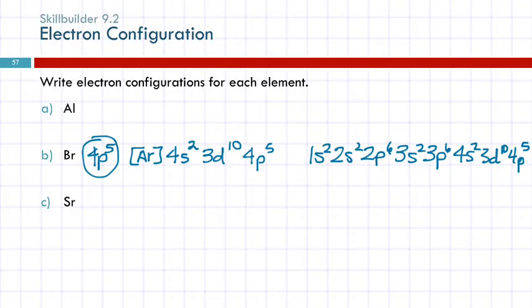Let's do strontium. What's the noble gas before strontium? Krypton. So there's krypton, and then after krypton, we're getting into the 5th level, right? So the first block we come to there is the s, and strontium is in the second one, so 5s2, and that's it. But what if we do the whole thing? Do we have to? We gotta practice.